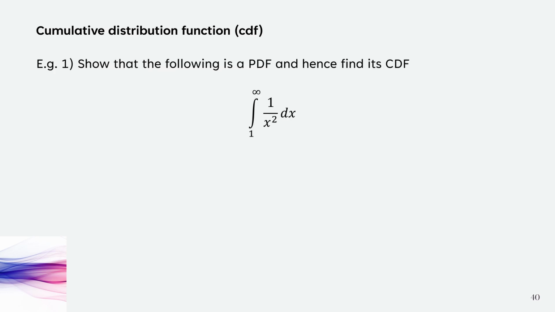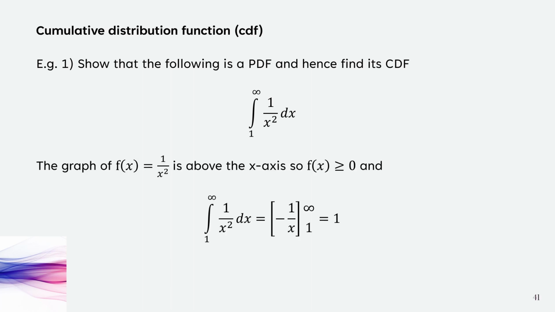So show this is a PDF and hence find its CDF. So once again, for a PDF, we need to prove that it equals 1. So the integral of 1 over x squared, or x to the minus 2, is minus 1 over x. Minus 1 over infinity approaches 0, so we call it 0. And minus 1 over 1, so you then subtract it, you get 1. As the graph of 1 over x squared is above the x-axis, it's the hyperbola, but because negative values are squared, it actually is in the first and the second quadrant, but we're obviously focusing on the first quadrant, from 1 to infinity only.